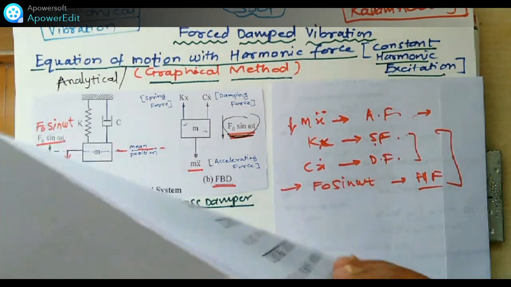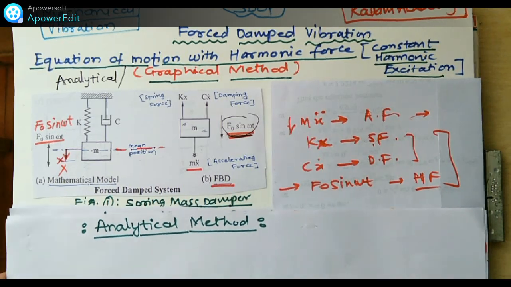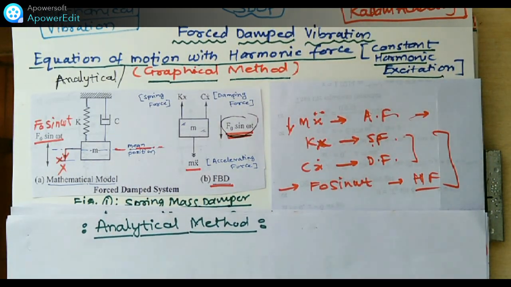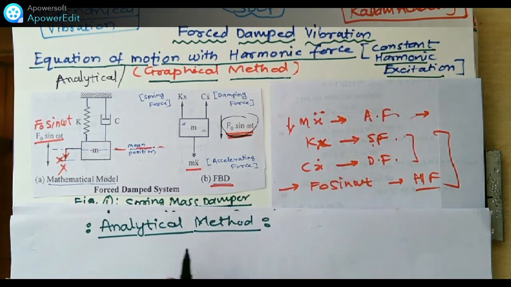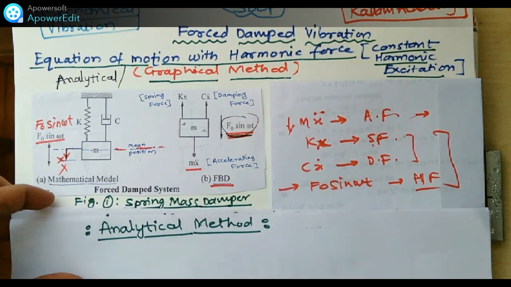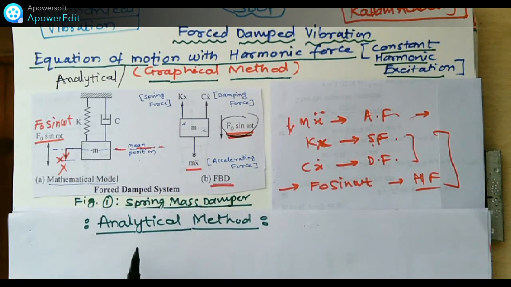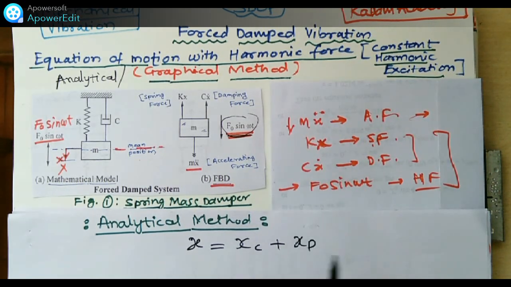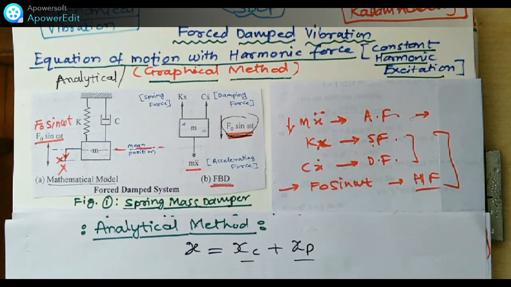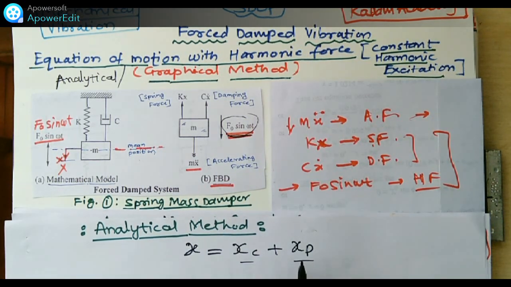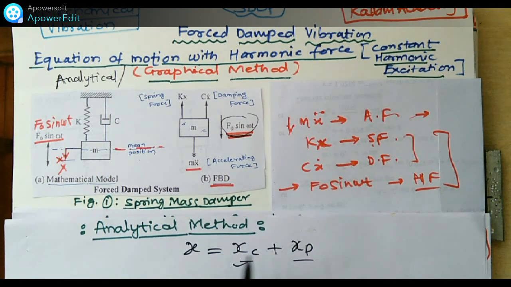So friends, we'll do one thing. First I will give you the solution. The final equation, the complete solution, we have already written: x is equal to xc plus xp. We already have the value for xc, but we don't know the solution for the xp equation. When we add them, we will get the complete solution.